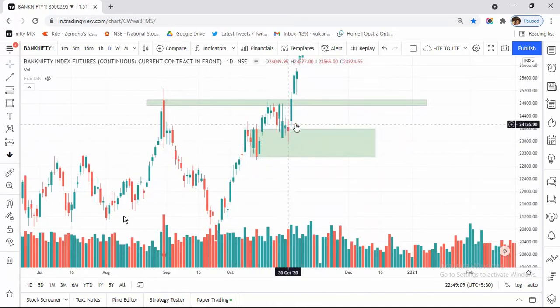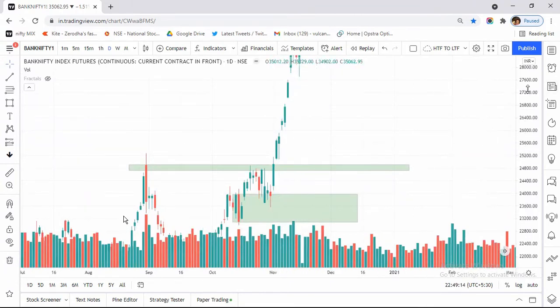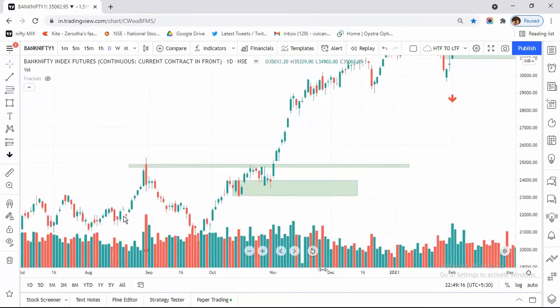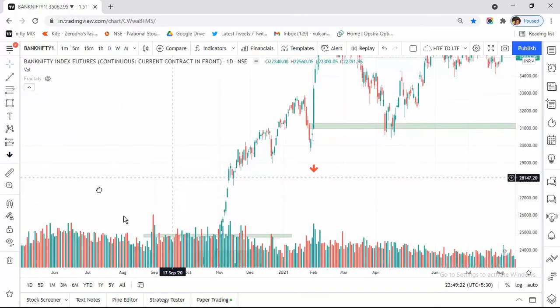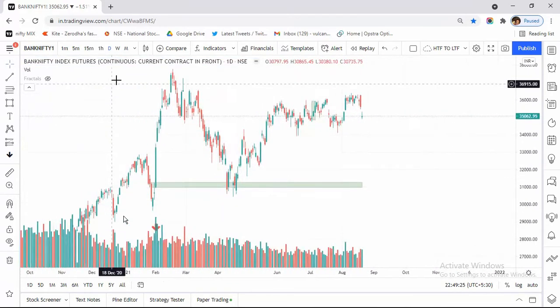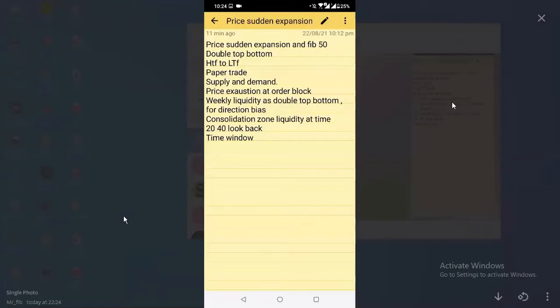See rejection, rejection, rejection, break, rejected, and then swing above. So this is adding the confluence of supply and demand in your chart. What I was telling you. Liquidity.